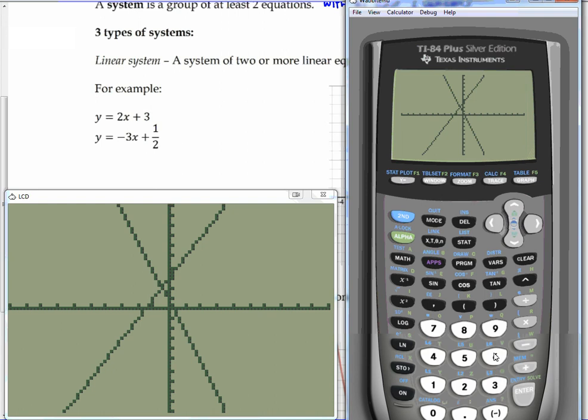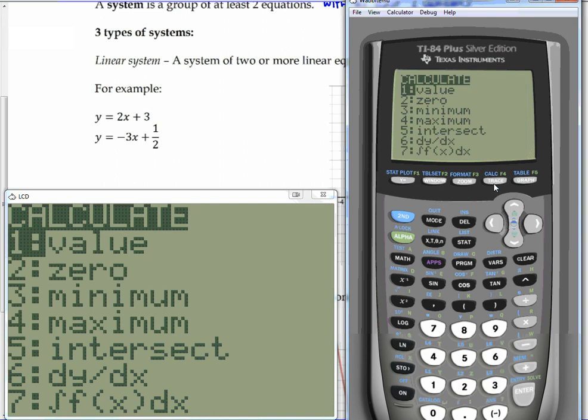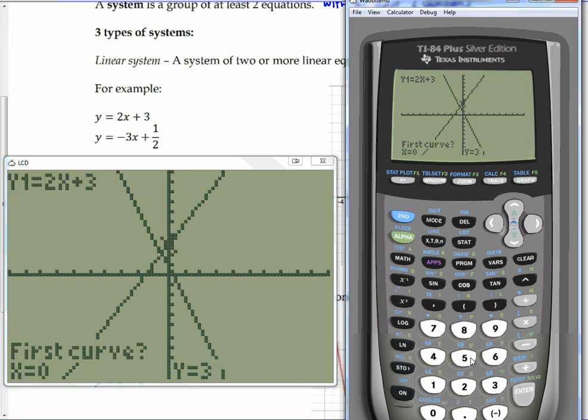Okay, how do we find the intersection? Second, trace. Then we push 5. And then what? We move the cursor over to the intersection point, especially if there's more than one. In this case, there's only one, so it doesn't really matter. And what do we push? Enter, enter, enter. So there it is. Our solution is negative a half, comma 2.